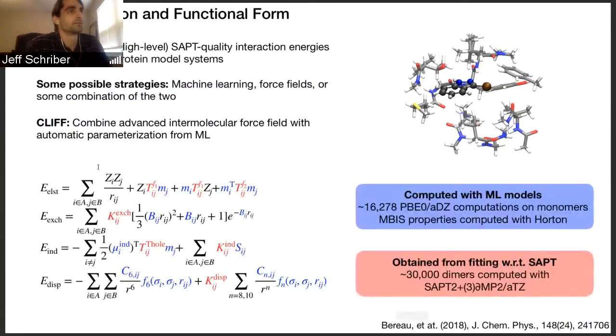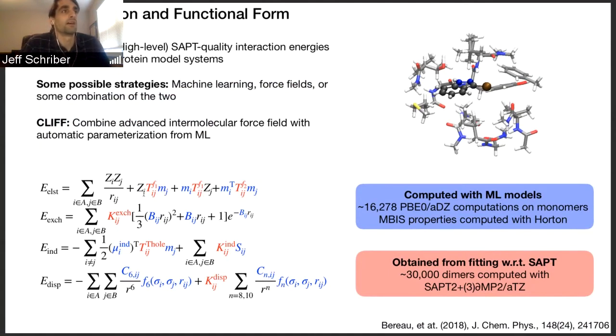So I'll just show the functional form of the force field. I won't go through all the terms and all that kind of stuff, but what I will say is that there's a term for each SAPT component, and I've highlighted certain parts of each term with either blue or red. These blue things are all things we get from machine learning models, and they're all related to properties that can be computed from molecular densities.